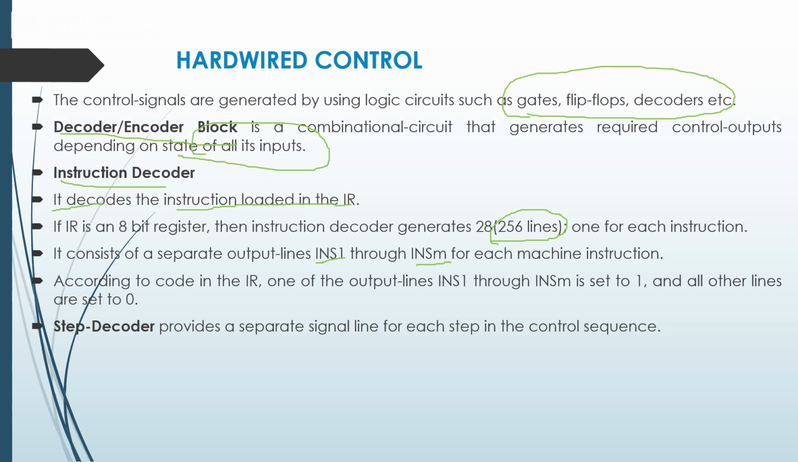According to the code in the IR, any one output line among instruction 1 to instruction m is selected and all other lines are set to 0. Out of this set of instructions, any one instruction output line will be set to 1, and the other output lines will be set to 0. The next block is the step decoder, which provides a separate signal line for each step in the control sequence.